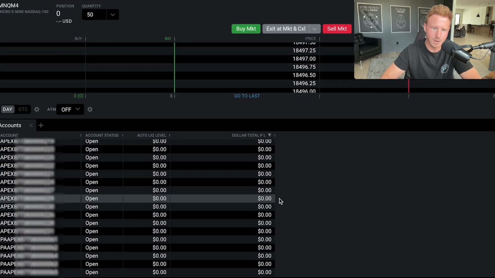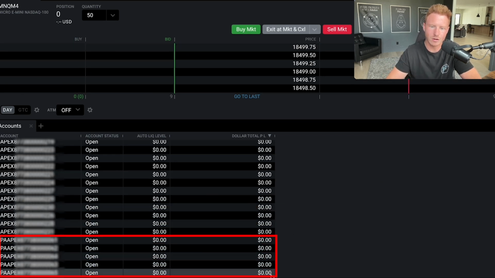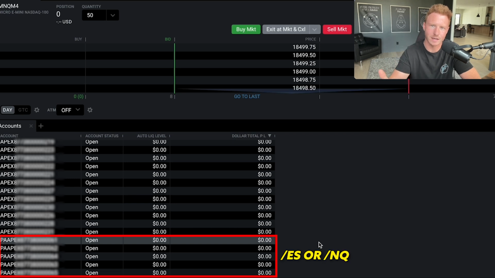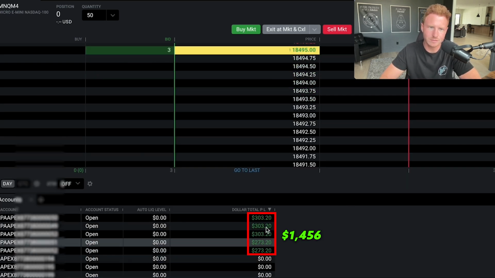And then as you can see, my other 5 PA accounts are at the very bottom. I didn't take any trades in those accounts. On these accounts, I only trade ES or NASDAQ. So anyways, let's go and recap the trade I took to make this $1,500 on these 5 accounts.